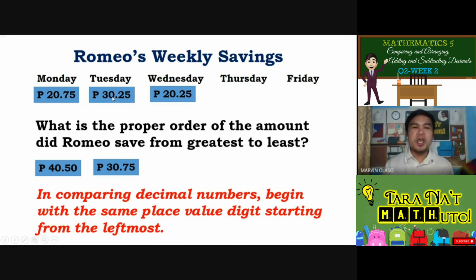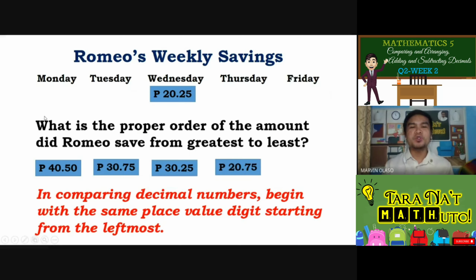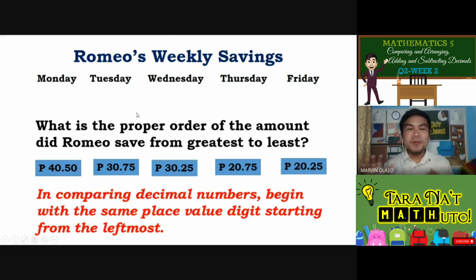So since we have only 30, this is the next one. 30 pesos and 25 centavos. Now, we have only two numbers, same whole number 20. Then look for the tens place, 7, 2. So this is greater. So we have now 20 pesos and 75 centavos. And the least number that we answered a while ago is 20 pesos and 25 centavos. So that's it. Okay. Did you understand?